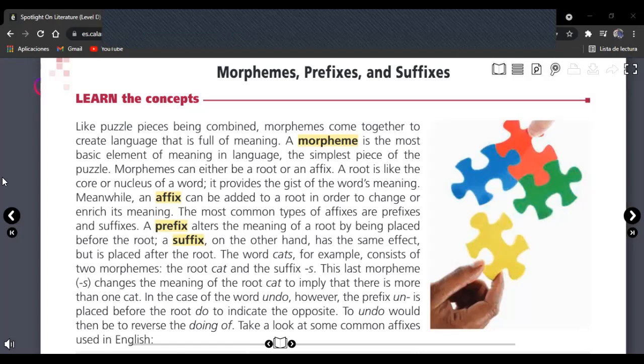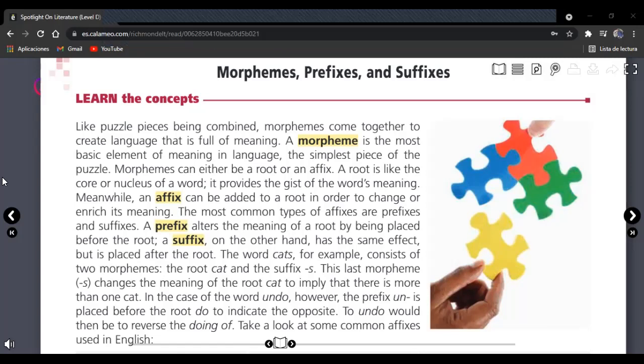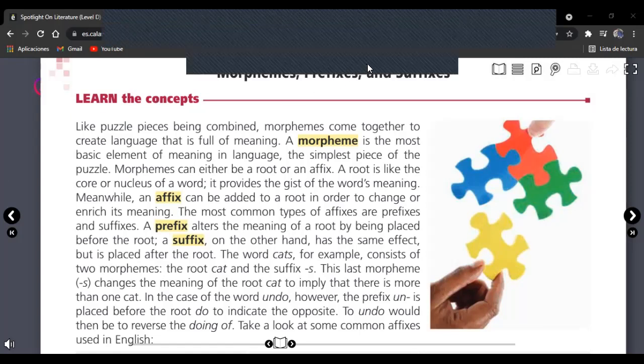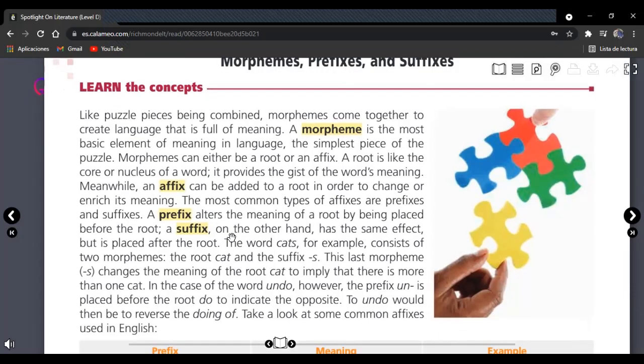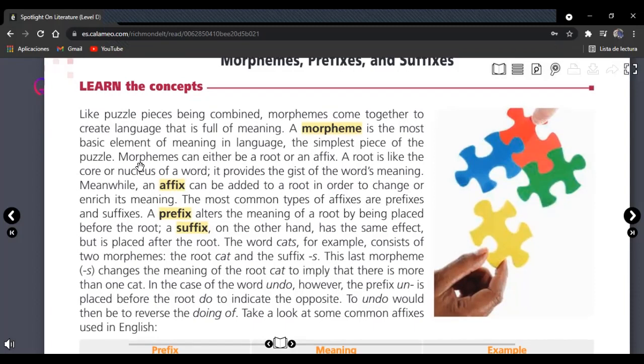So, as you can listen here, a morpheme is the most basic element, the smallest unit of meaning. It can be a letter, a set of letters, or sometimes a word, but no matter how small it is, it contains meaning. Like I said, this topic sounds kind of abstract, but in practice you will see that it's not complicated.